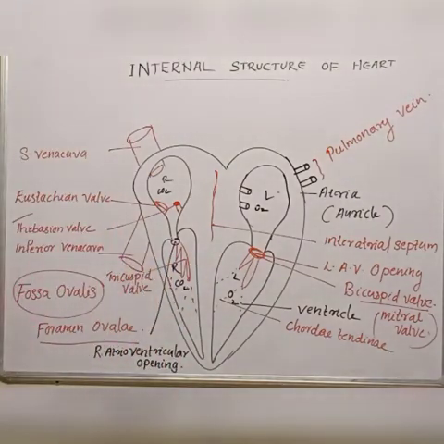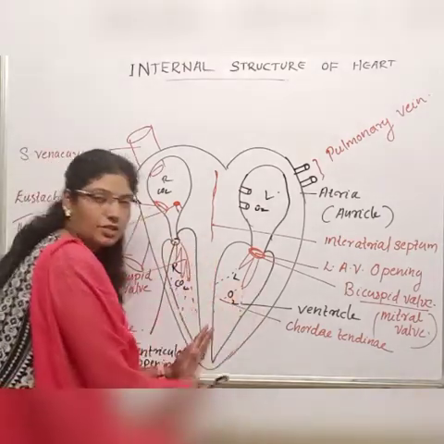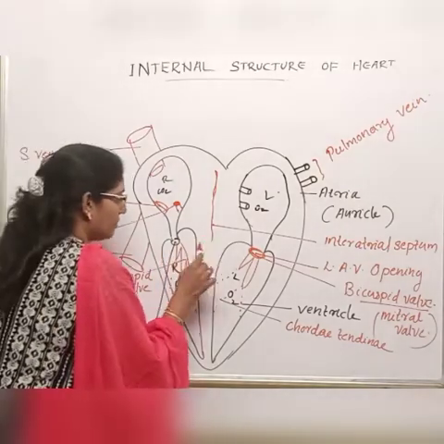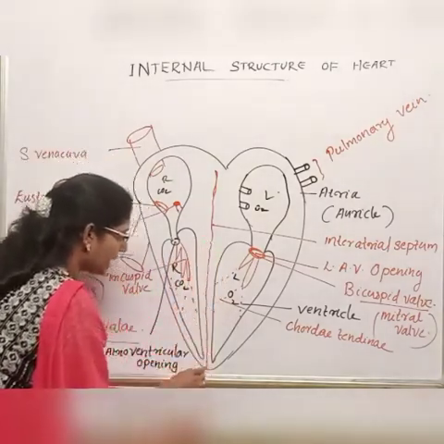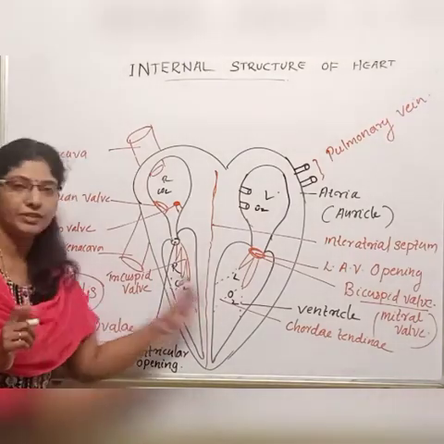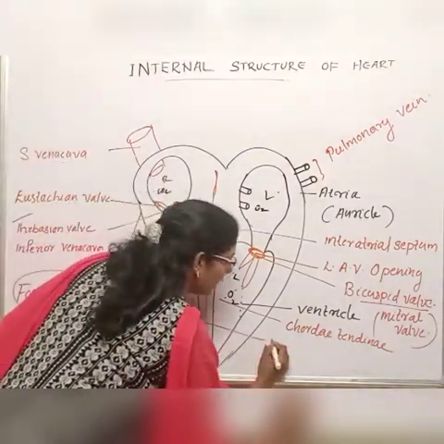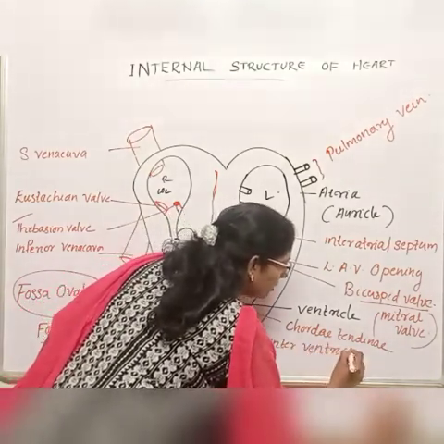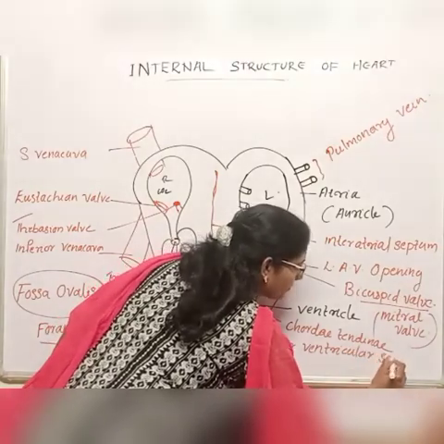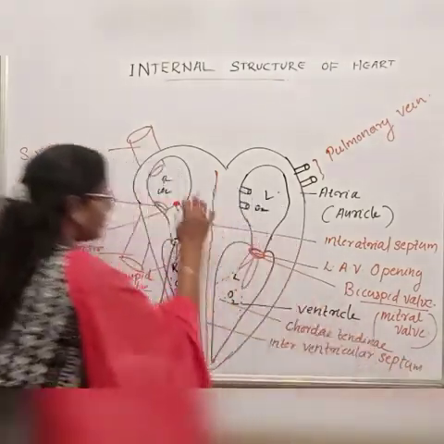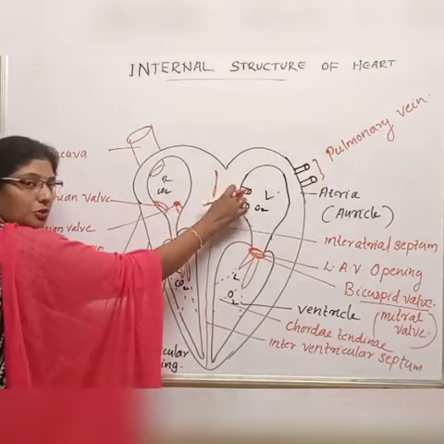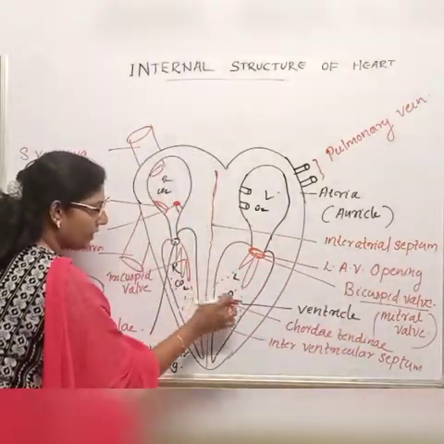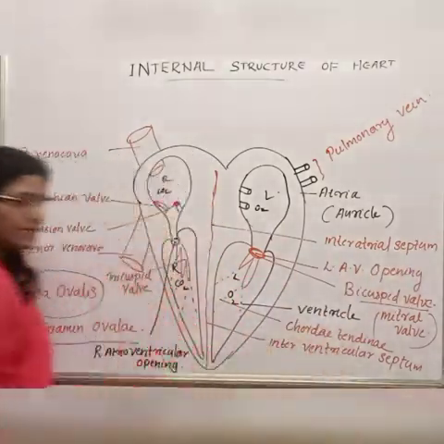Okay, clear this much? Now we will tell about the ventricle. Here also we told two ventricles. In between the two ventricles also one septum is there, which separates these two ventricles. This septum is called interventricular septum. One septum present between the two atria is called interatrial septum. The septum present between the ventricles is called interventricular septum.